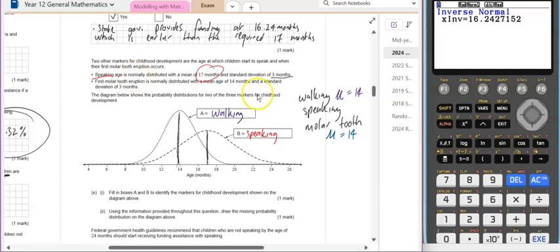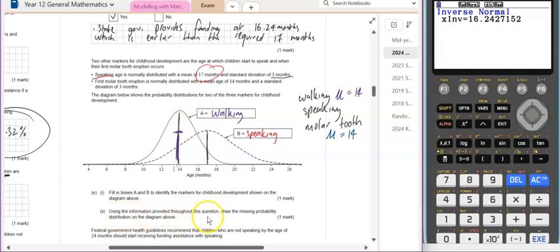Okay, so the molar tooth eruption curve will be the same height as the speaking one, but also line up with a normal distribution of 14. So it's going to be a little bit lower in terms of height than the walking one. That actually takes us on to the next question.